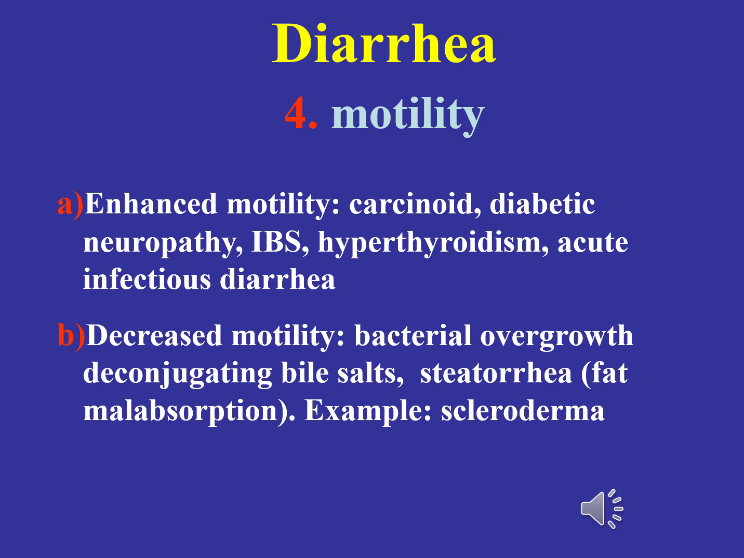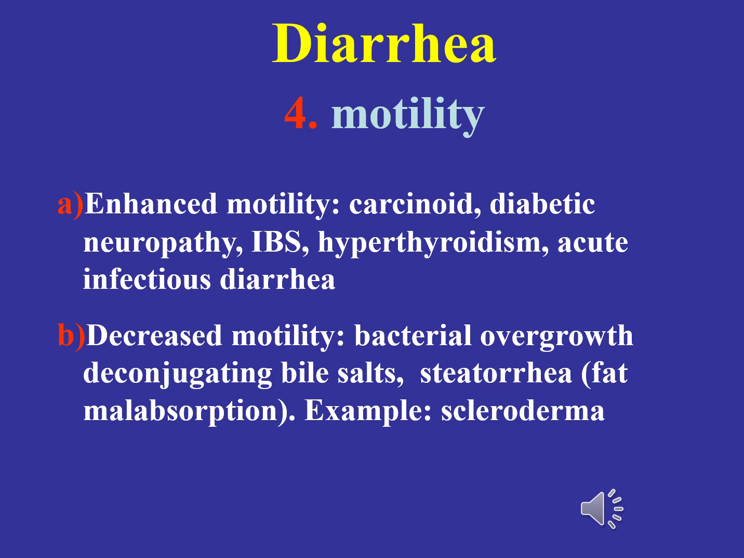Examples of such derangements are carcinoid syndrome, diabetic neuropathy, irritable bowel syndrome, and hyperthyroidism. Also, in acute infectious diarrhea, there is an increased motility of the intestine and colon, in addition to what we have already mentioned about the injury to cells or the presence of some toxins.